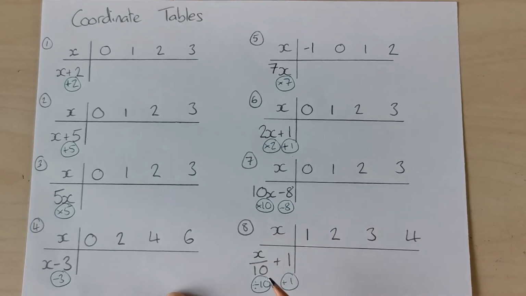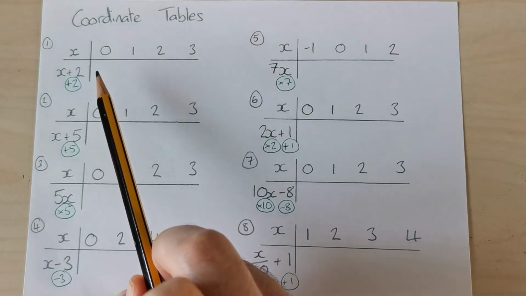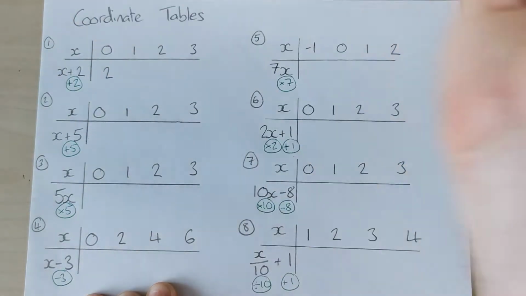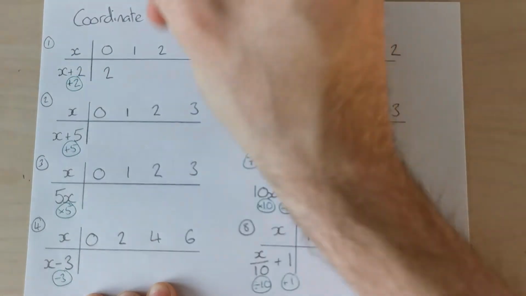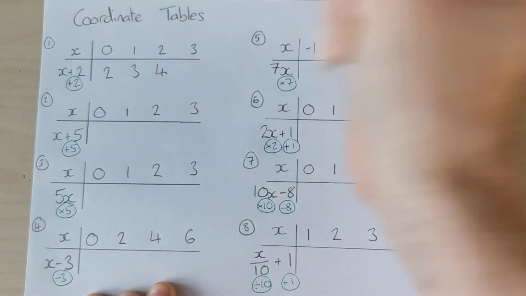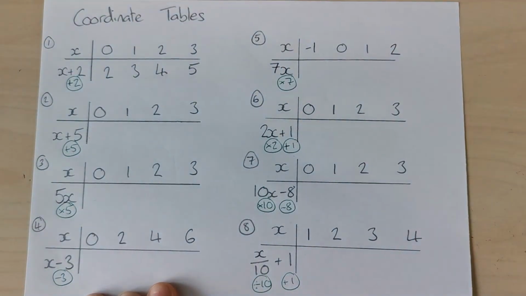And well done if you spotted for the last one, fraction line means division. So we've got divide by 10 and then add 1. So nipping through the first one, so we're at 0, add 2, which is 2. 1 add 2, which is 3. 2 add 2 is 4. 3 add 2, which is 5.